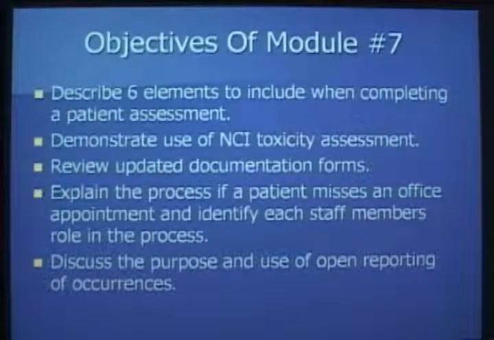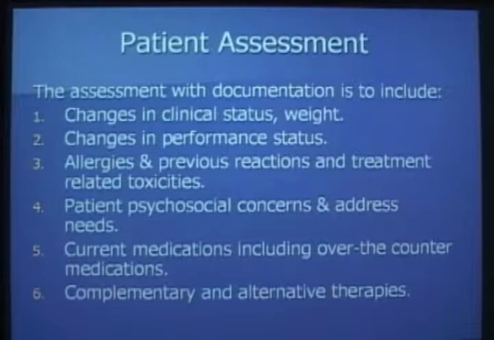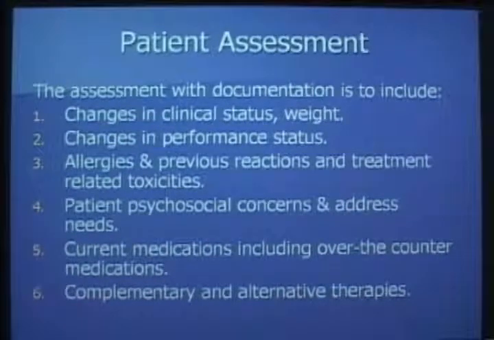The objectives of this module include 6 elements to include when completing a patient assessment, demonstrating the use of the NCI toxicity assessment itself, reviewing documentation forms that have been updated, explaining the process if a patient misses an office appointment and whose responsibility it is to complete the process in the event of that missed appointment. And our last topic will be covering the purpose of using occurrence reporting. So first we'll start with patient assessment.